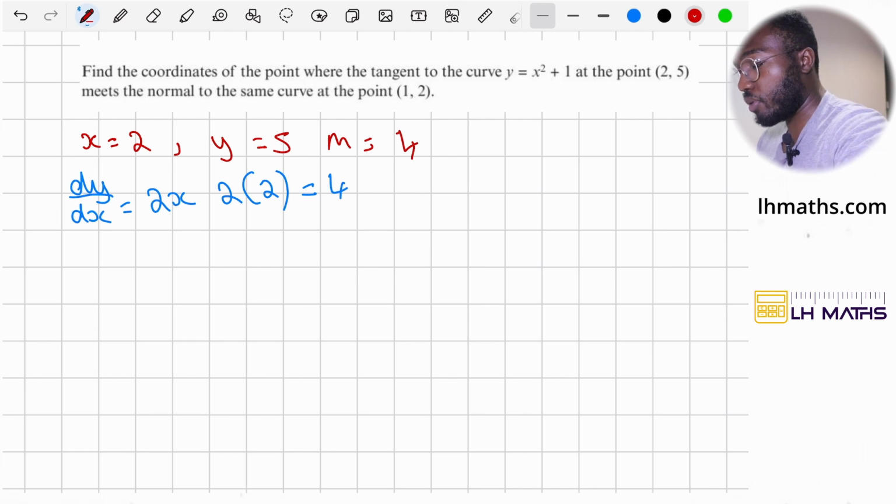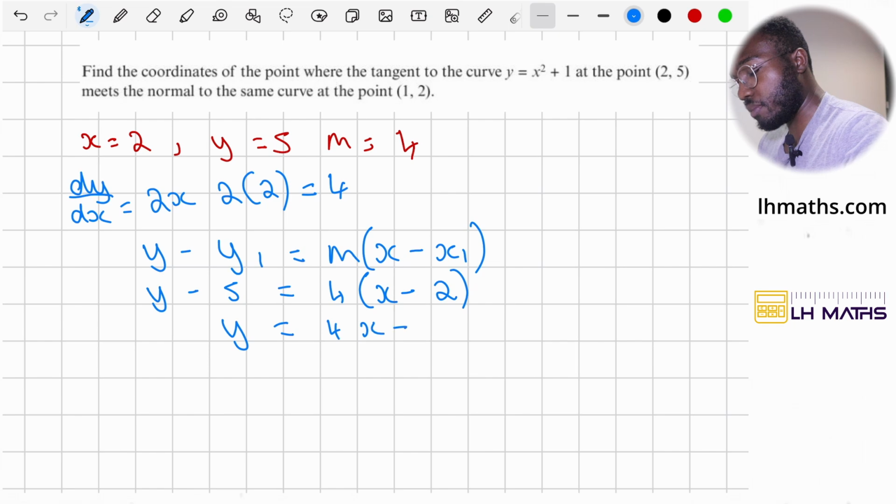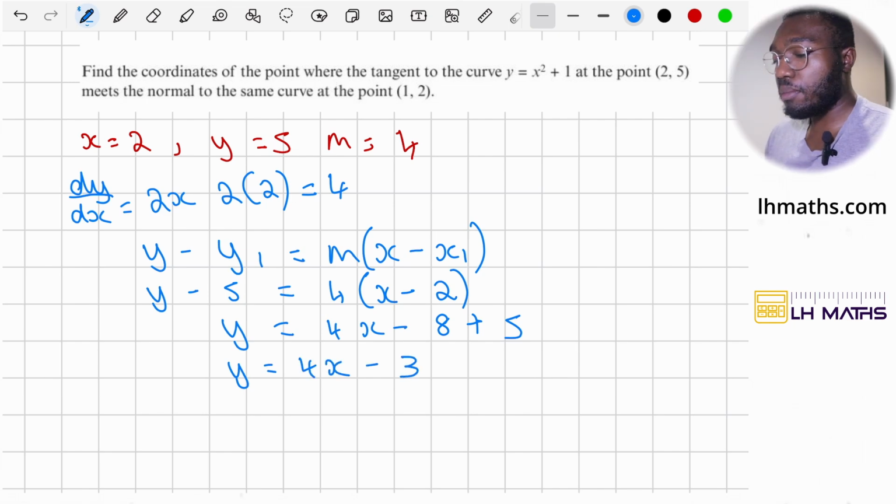Now that we know that, we can put that into the equation of a straight line formula: y minus y1 is equal to m times (x minus x1). So we have y minus 5 is equal to 4 times (x minus 2). Then y is equal to 4x minus 8 plus 5, so y is equal to 4x minus 3. So we've worked out the equation of the tangent.